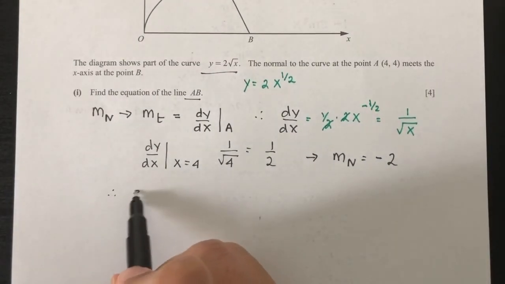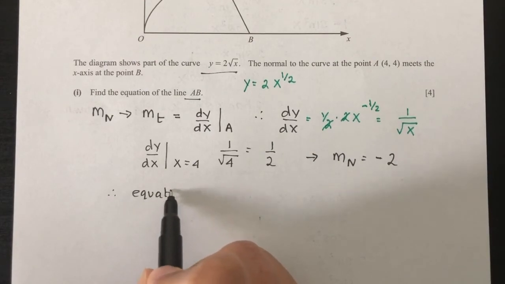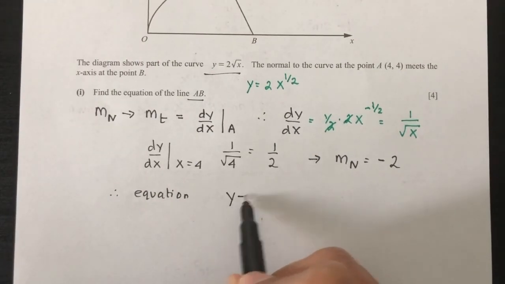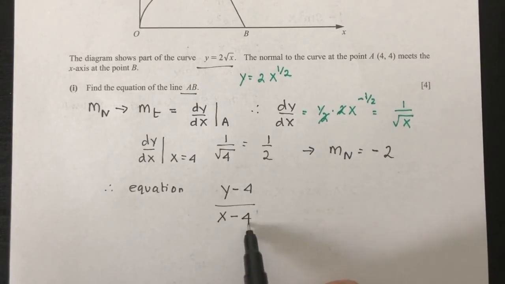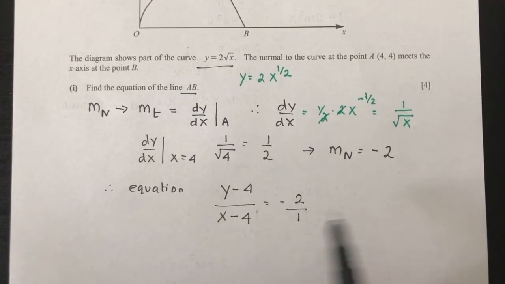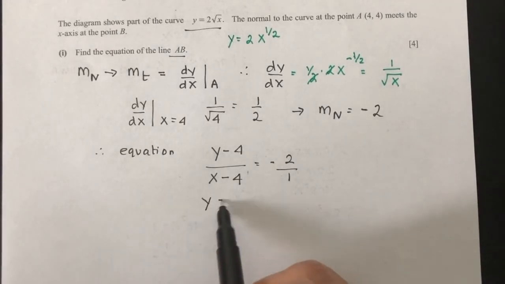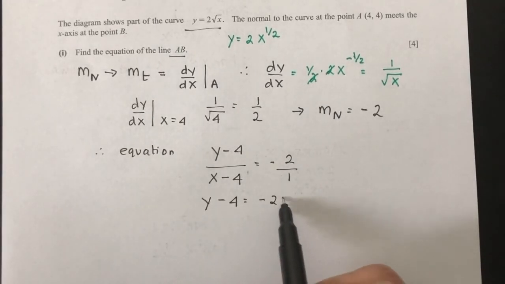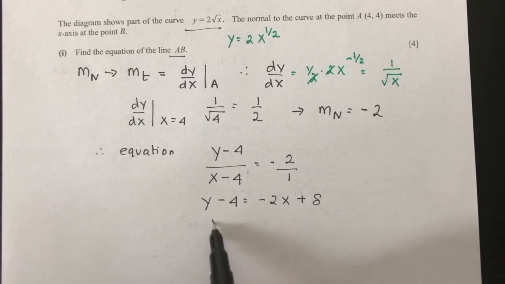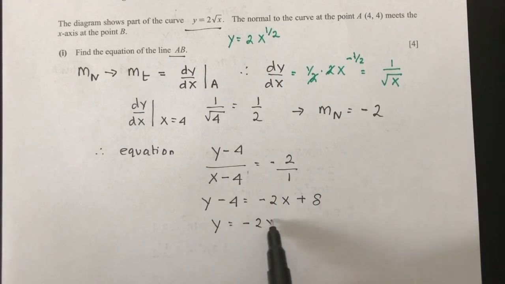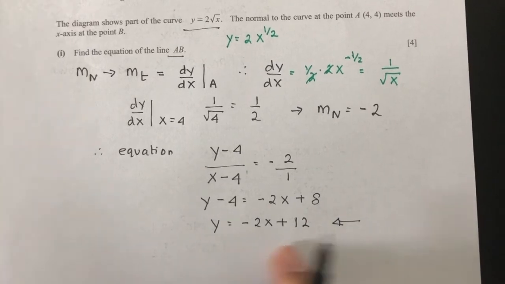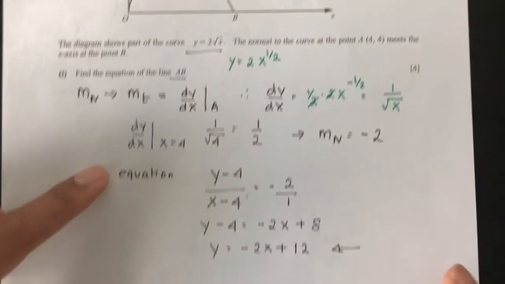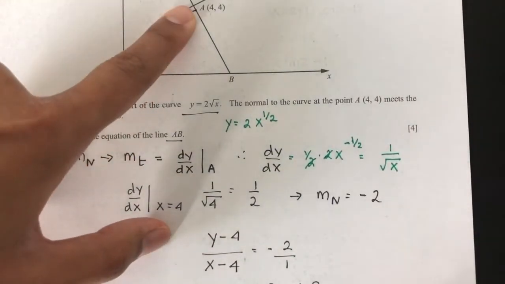Now since we know the gradient and we know a point it passes through, we can find the equation of AB. So the equation will be (y minus 4) over (x minus 4) equal to minus 2. Cross multiply, you will have y minus 4 equal to minus 2x plus 8. So y is equal to minus 2x plus 12. And that is your equation of the line AB, which is the normal of the curve at this point.